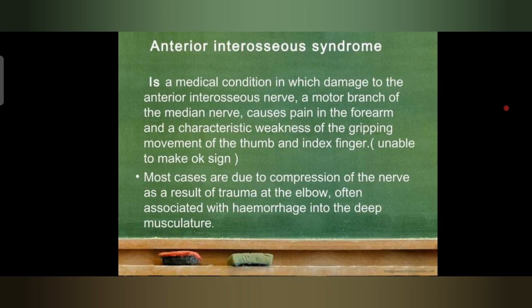Next is anterior interosseous syndrome. It is a medical condition in which there is damage to the anterior interosseous nerve, a motor branch of the median nerve, causing pain in the forearm and characteristic weakness of the gripping movement of the thumb and index finger. Most cases are due to compression of the nerve as a result of trauma at the elbow, often associated with hemorrhage into the deep musculature.